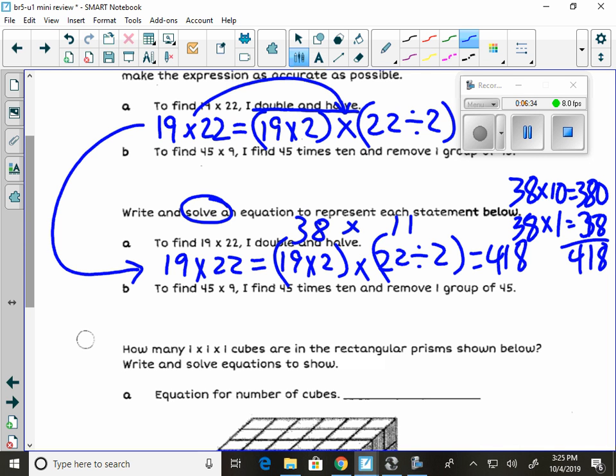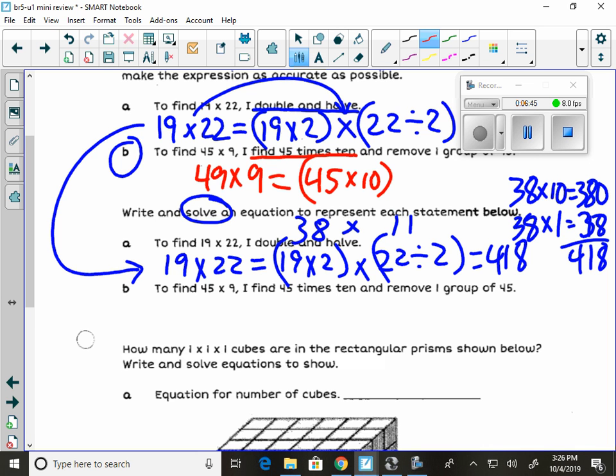Go back up to B now. Switch colors. We're back to red. 45 times 9, they are supposed to find 45 times 10. And remove means subtract. One group of 45, I believe that says. One group of 45.